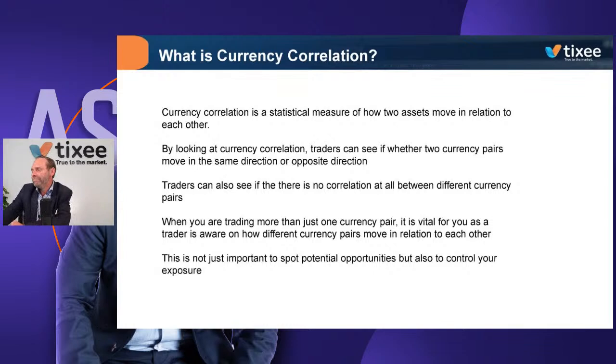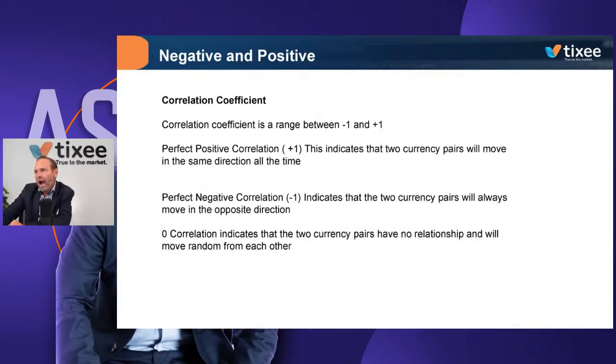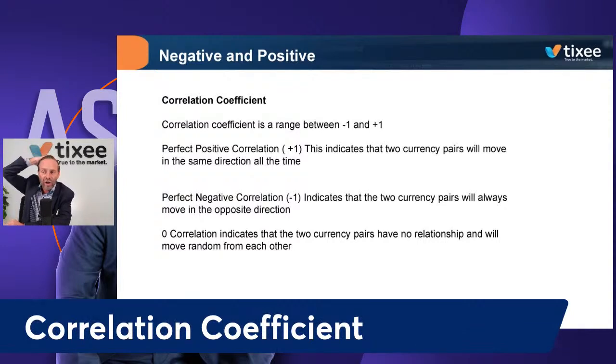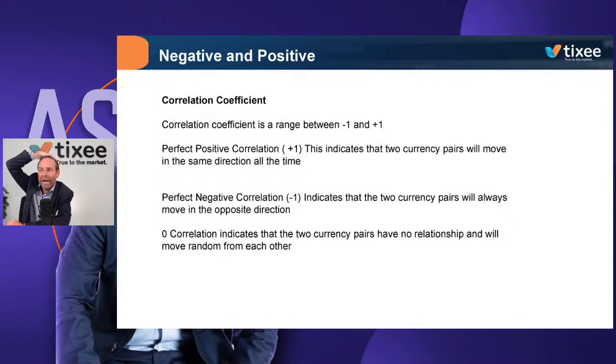So, moving on. This is really important. This is how we all work it out, okay? And this is correlation coefficient. Okay? So, what is it? Basically, it's a range between -1 and +1.